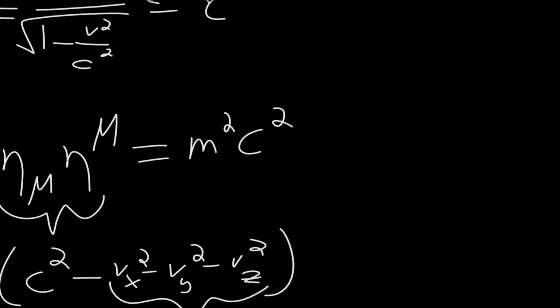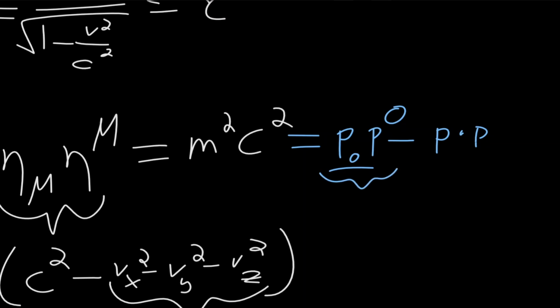Well, we see here that if we just have p0 times p0, that's our first term, right? And then we need to do the same for the other three terms. So we're just going to have minus our normal momentum times our normal momentum. What exactly is this term right here? Well, this right here, we just defined to be E over c times E over c. So, E squared over c squared.